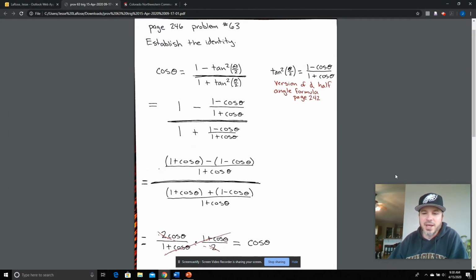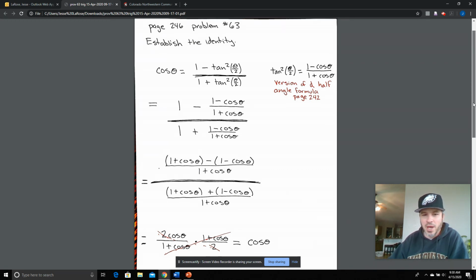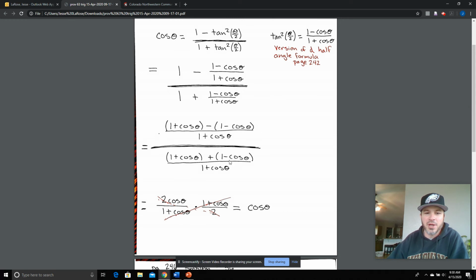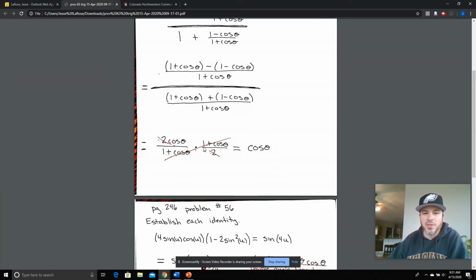63 was a little harder. Same game, though. Okay, so instead I worked on the right side, and I saw that this is a version of our half angle formula. It's on page 242. So instead of tangent squared of this half angle, I'm going to write this cosine junk instead. So 1 minus, see how I changed the tangent squared to this on the top and the bottom. Then I'm just killing fractions like we've done before, right? So I'm just making a common denominator here, multiplying by the reciprocal, getting some nice cancellation when I do that, and I get cosine alone.